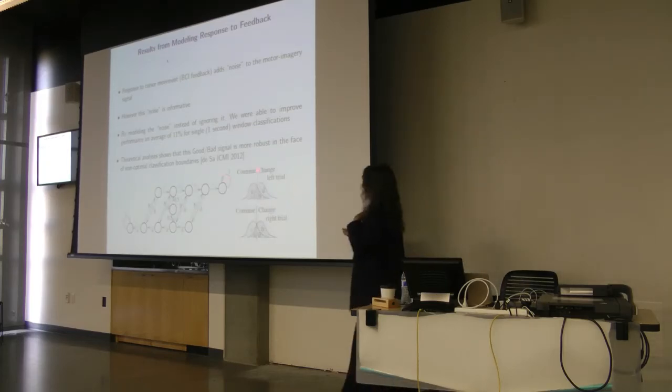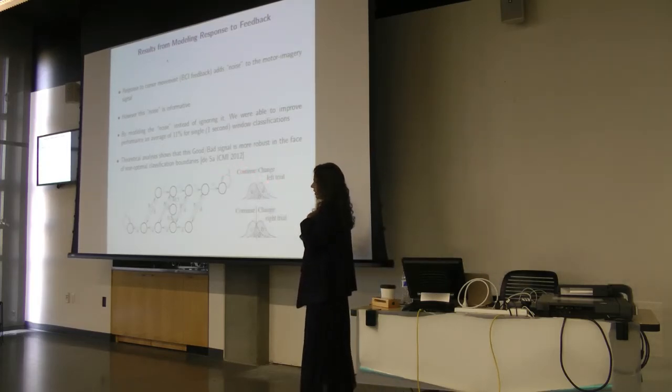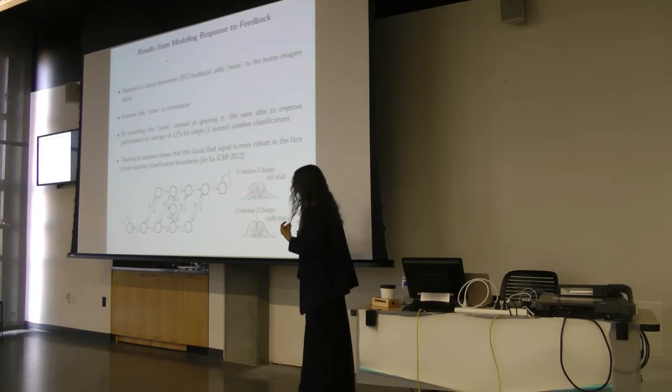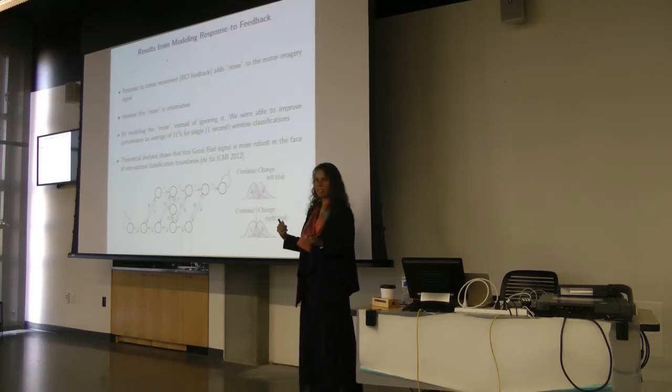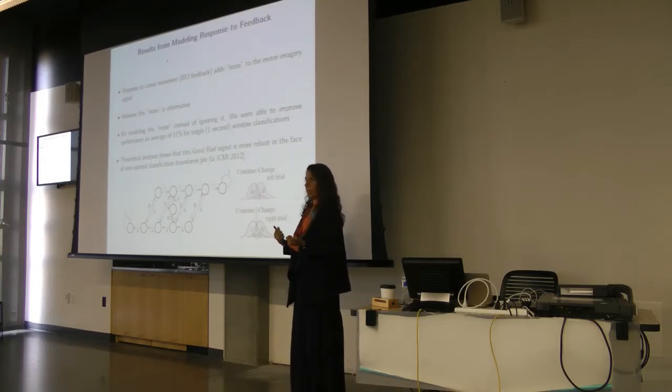Here it's called continue. Think of continue as good and change as bad. If it's good, you want the cursor to continue in that direction. If it's bad, you want it to change direction. These now represent continue and change. So if you have a left trial, whether you generate a good or a bad signal, a continue or a change direction signal, depends on the direction of the cursor movement.